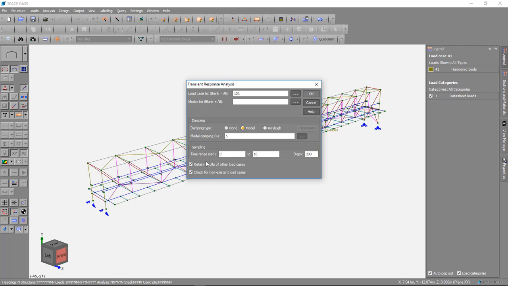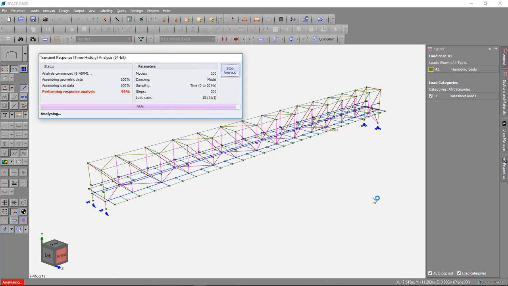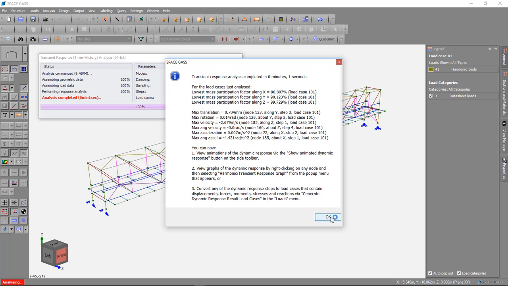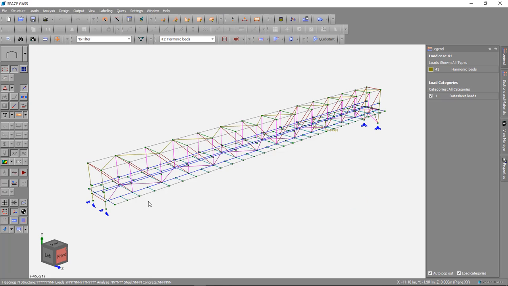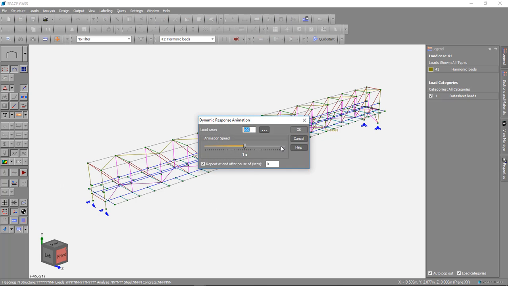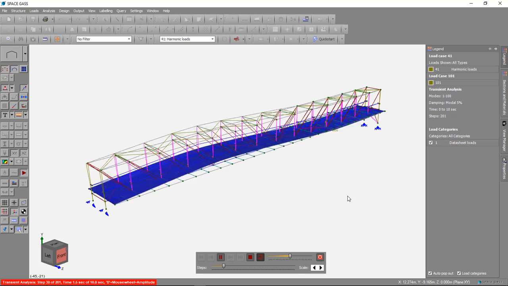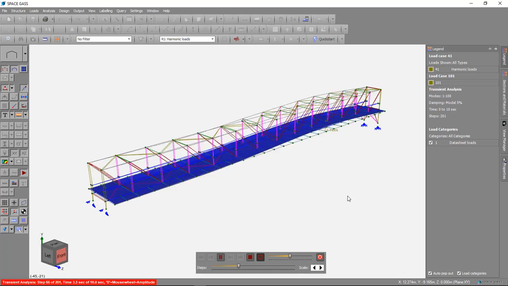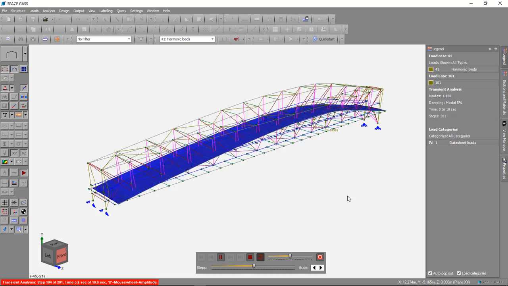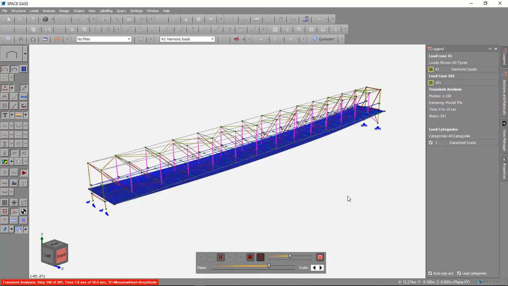You'll notice there's no frequency sampling with transient dynamic analysis, and that's one of the advantages that harmonic analysis has got over transient. So if we show the animation, and as you can see, it's vibrating in a similar fashion to the harmonic analysis.